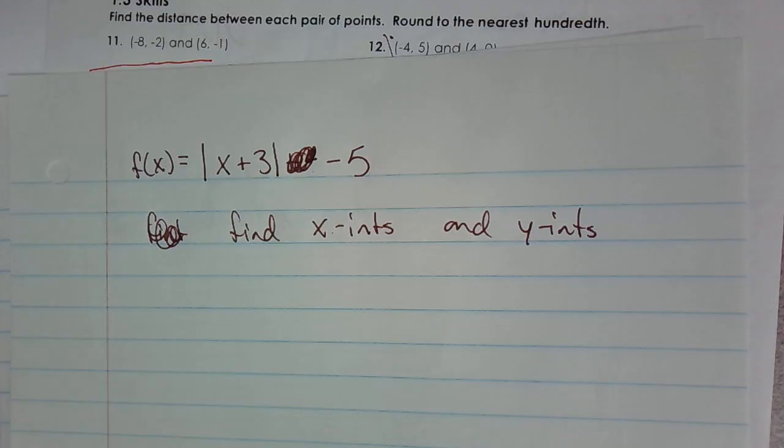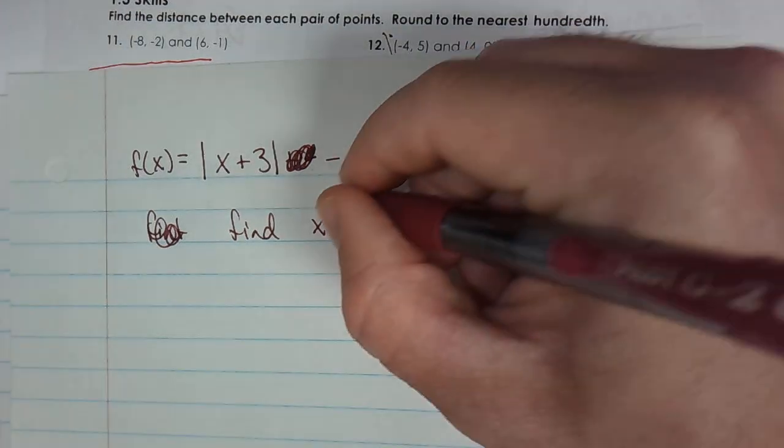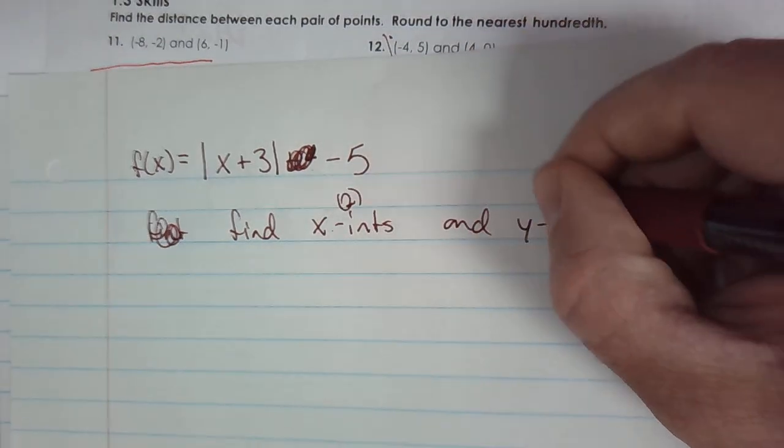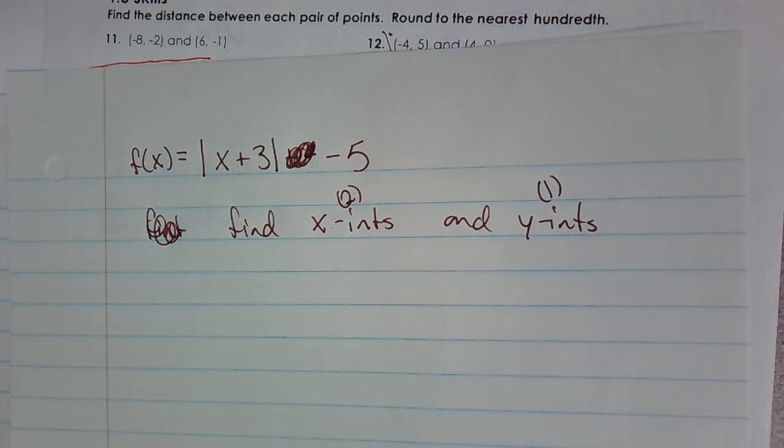Given this equation, find the x-intercepts and the y-intercepts. My hint is there's going to be 2 x-intercepts. There's going to be 2 of these and 1 of these. Okay.